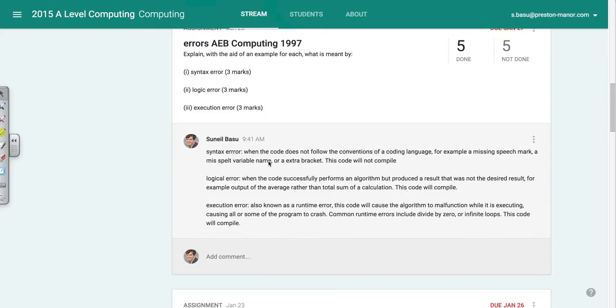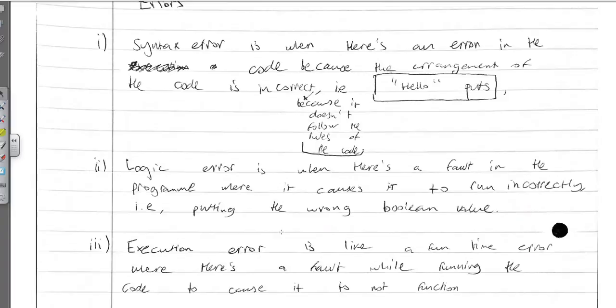Execution error, also known as a runtime error, this code will cause the algorithm to malfunction while it's executing, causing all or some of the program to crash. Common runtime errors include divide by zero or infinite loops. This code will compile. Okay, so I'm going to say that they get you 3 marks. Let's have a look at your examples.